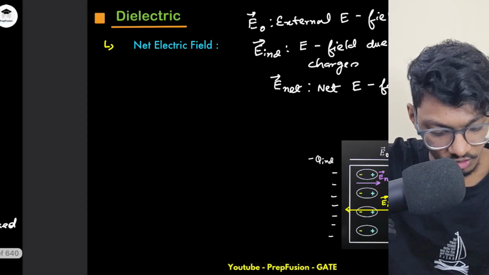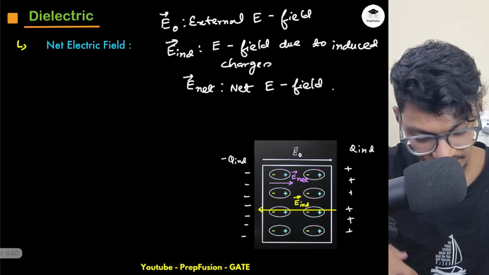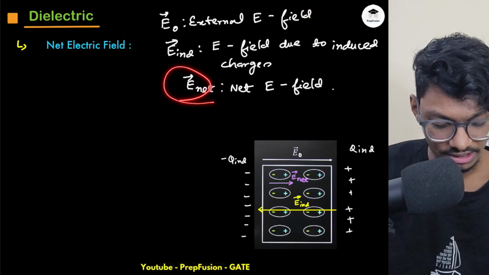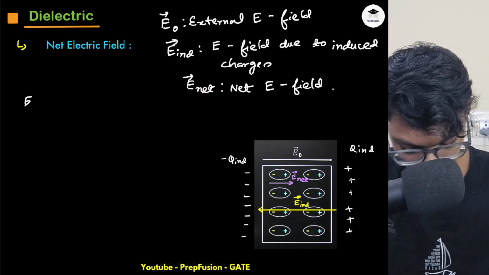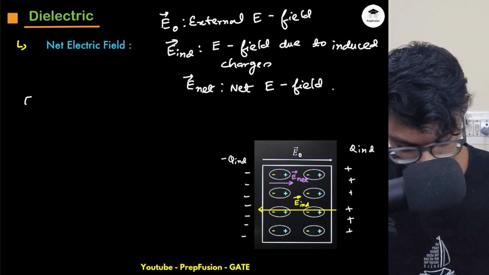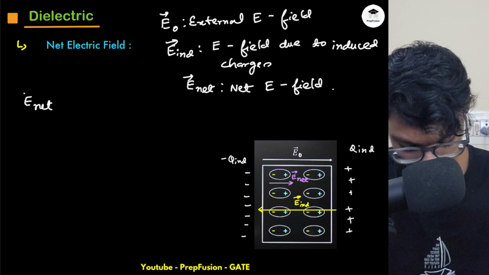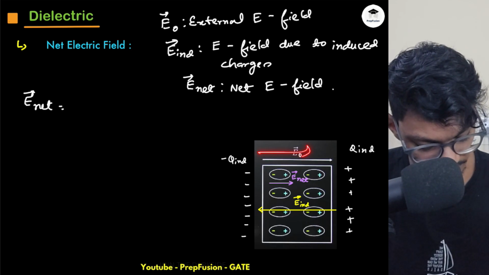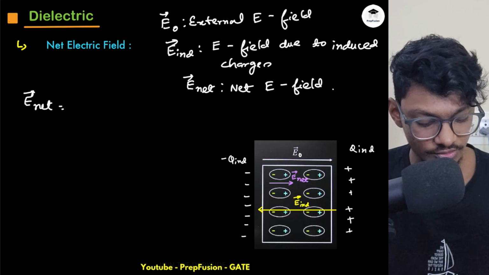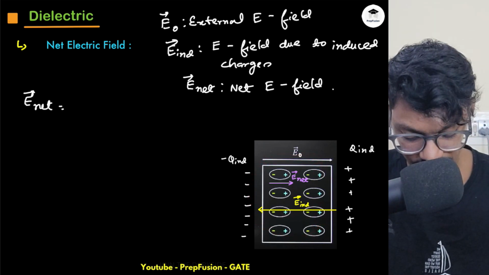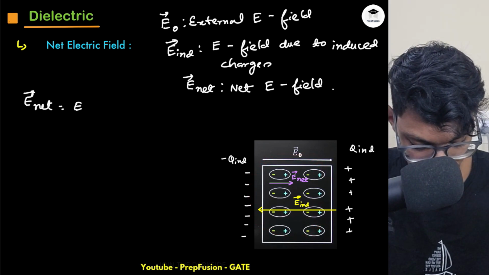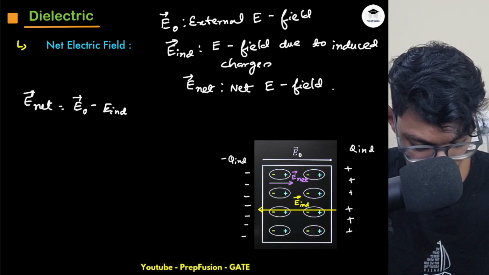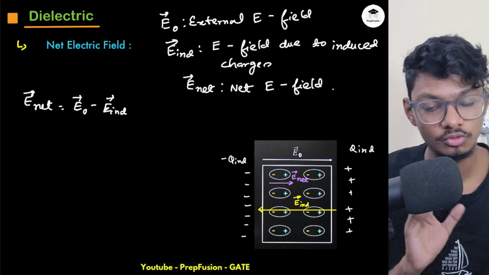Now, what will happen is that, let's say my initial external electric field is E naught, my induced electric field is E induced. E net will be the net electric field, which will be equal to what? So external electric field is E naught and induced electric field is E induced. So total electric field, what will be inside here? It will be simply E naught, the initial electric field, minus the E induced. Okay, this will be the total electric field.